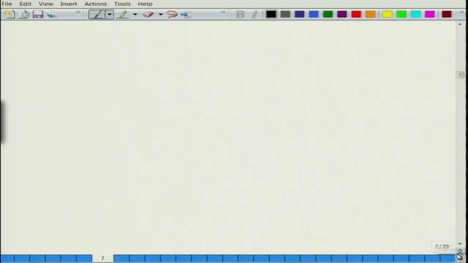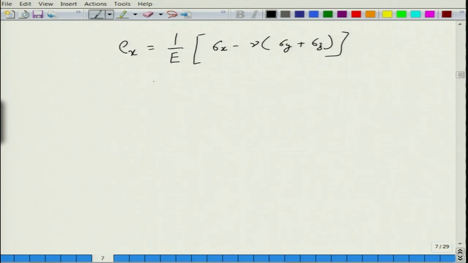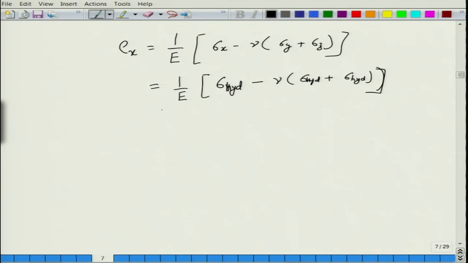So similarly, this is equal to epsilon x plus epsilon y plus epsilon z for very small strains. Here we can now determine what epsilon x is. Epsilon x can be determined as 1 over E times sigma x minus nu times sigma y plus sigma z. Now let us replace all these values. So it will be sigma hydrostatic minus nu into sigma hydrostatic plus sigma hydrostatic. So this will be sigma hydrostatic divided by E into 1 minus 2 nu.